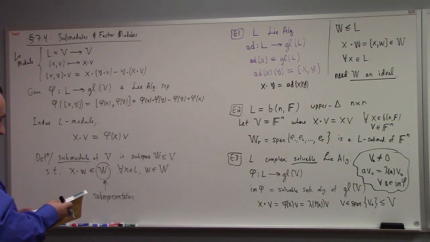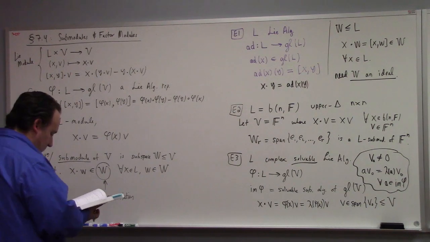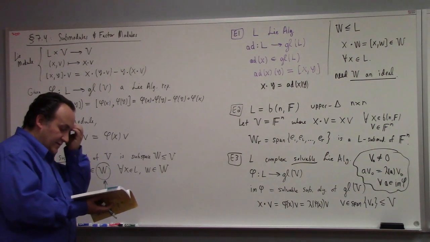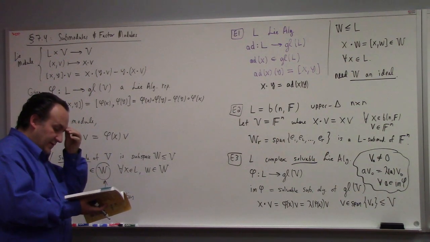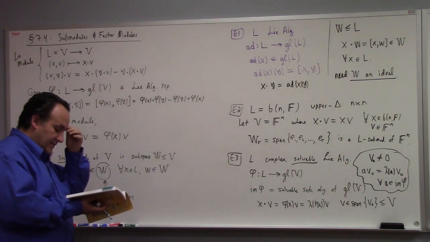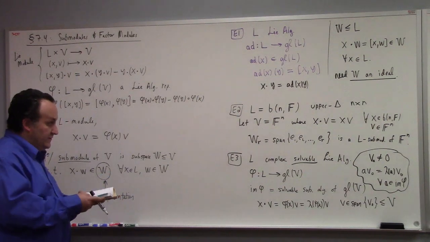So, continuing here. He says, suppose that W is a submodule of the L module V. We can give the quotient vector space V mod W the structure of an L module as follows.